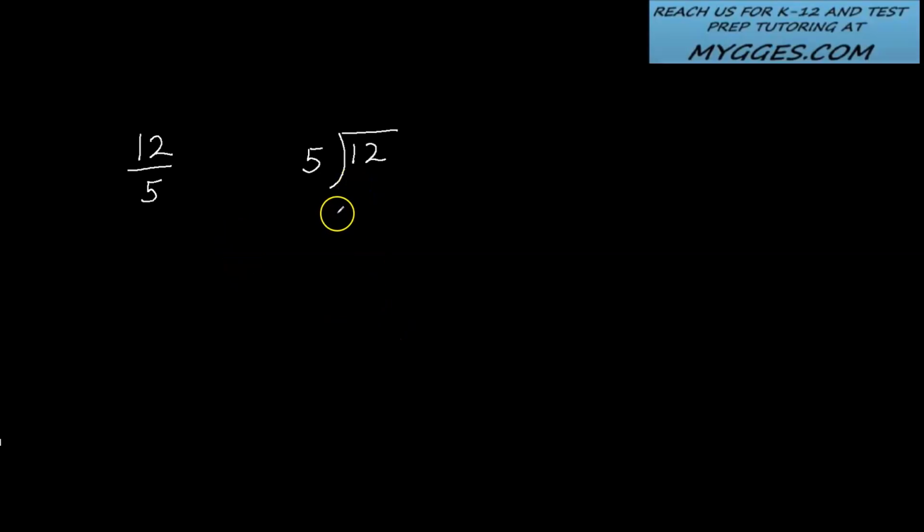So 5 times 2 goes into 12, and that is 10. So the remainder is 2. Now to write the mixed fraction, the format of writing the mixed fraction when we follow the division method is quotient remainder over divisor. That means your quotient is your whole part, remainder is your numerator of the fractional part, and divisor is your denominator.